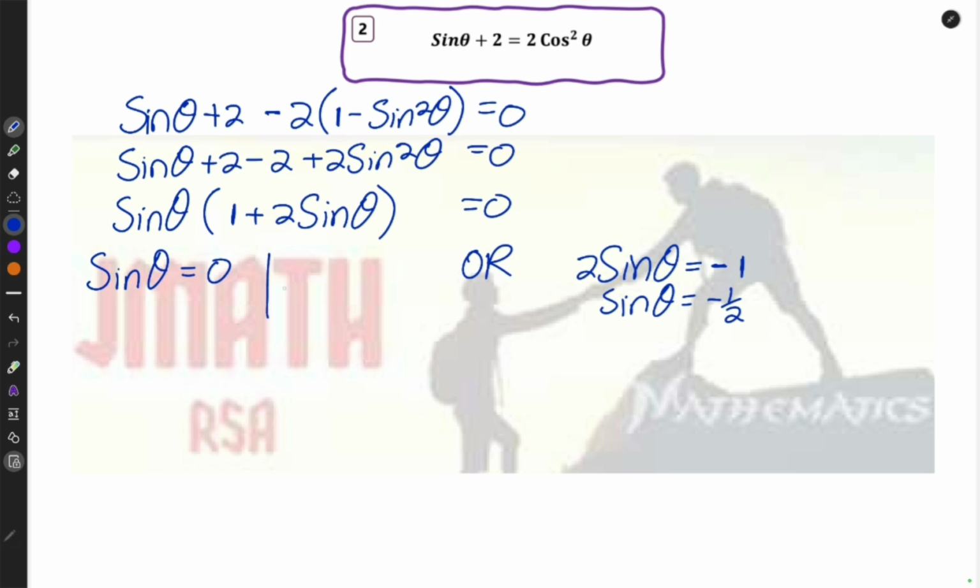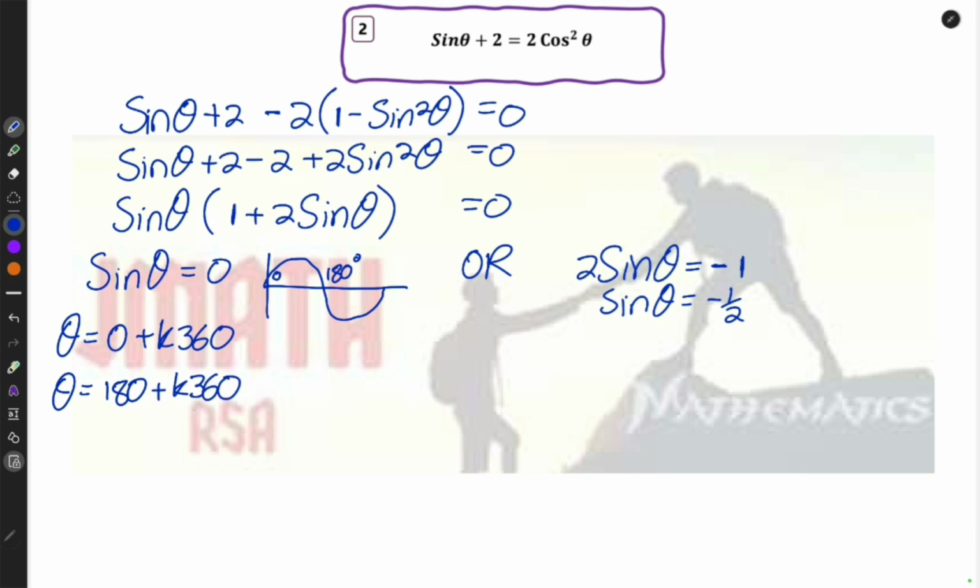So if I draw the sine graph, it would look like this. And it's 0 at 0 degrees and at 180 degrees. So my answer there would just be theta is equal to 0 plus k 360, or theta is equal to 180 plus k 360. So if I use the graph, I don't need to do quadrants and reference angle. But if you feel you're going to forget that, just do the normal quadrants, reference angles, you will get to this exact spot. Okay, but we also need to solve the other side.